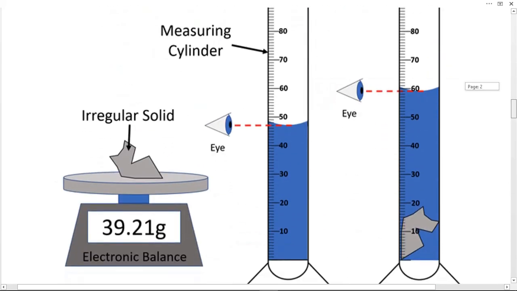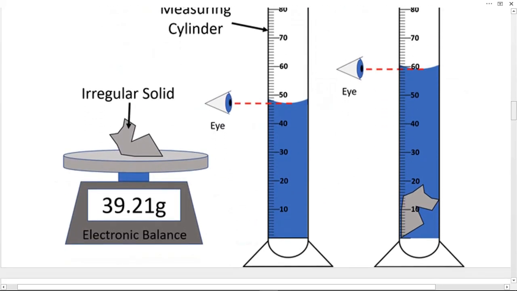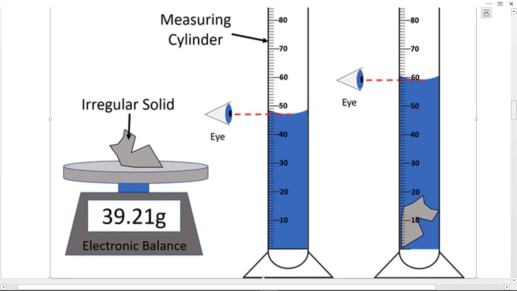The other thing, the mass, is quite simple. You can put it on the top pan balance, whatever the shape of the object, and it will give you the mass of this one. Once again, there is one precaution you have to take when you are doing this experiment. When you are taking the reading from the measuring cylinder, your eye level should be parallel to the measuring cylinder or the level of the water.